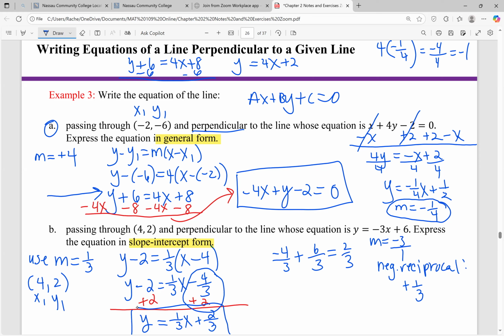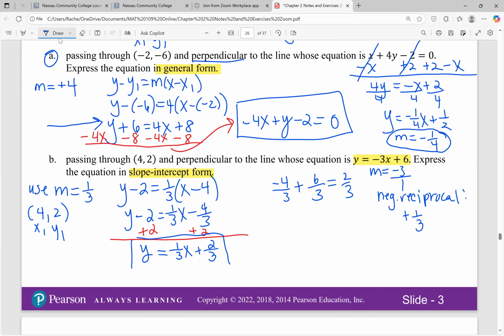So my slope-intercept form of the line is going to be y equals 1/3 x plus 2/3. And that line is going to be perpendicular to the line y equals negative 3x plus 6. So that's how we find parallel and perpendicular lines.